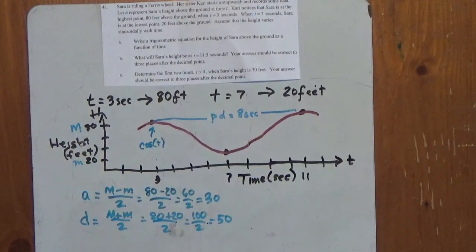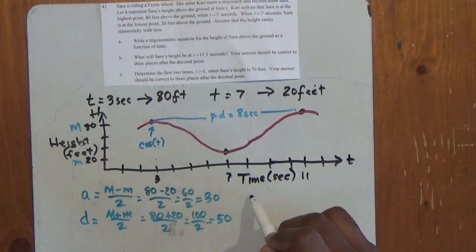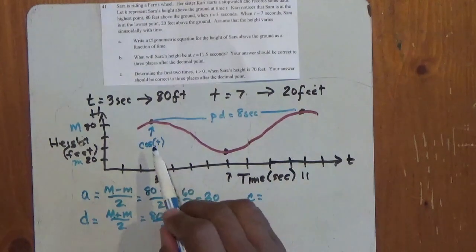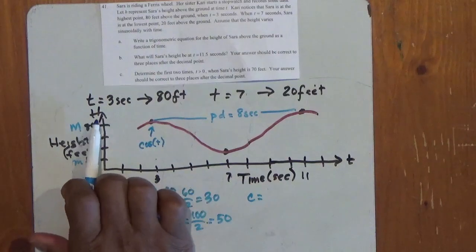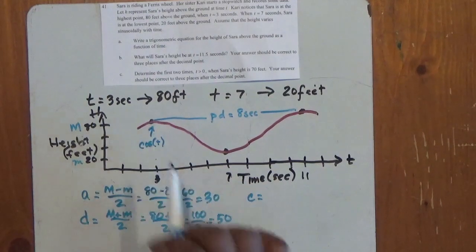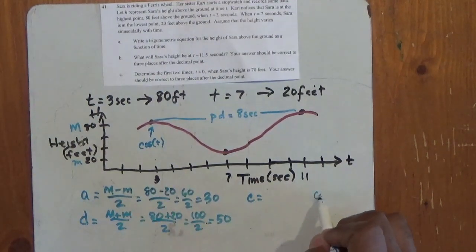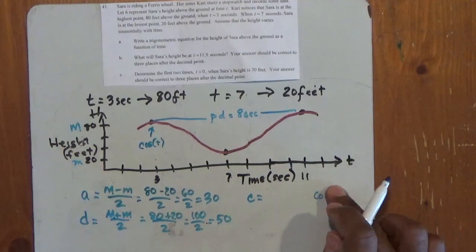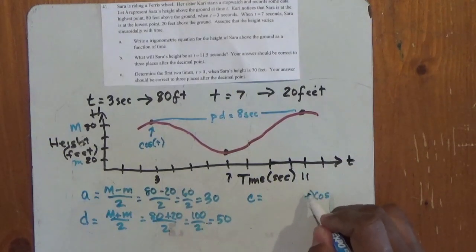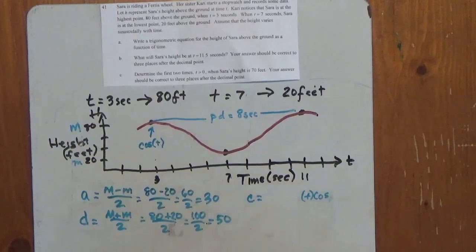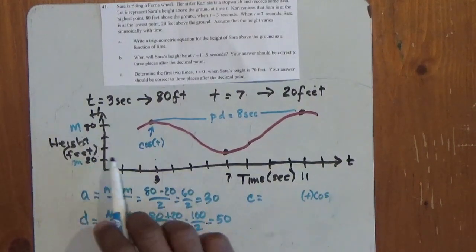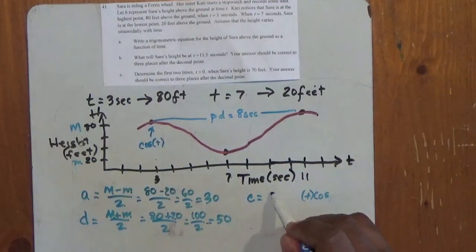From here, let's go with C, our phase shift. We want to take that first high. If we want to write a positive cosine function, then we go over to 3 seconds.